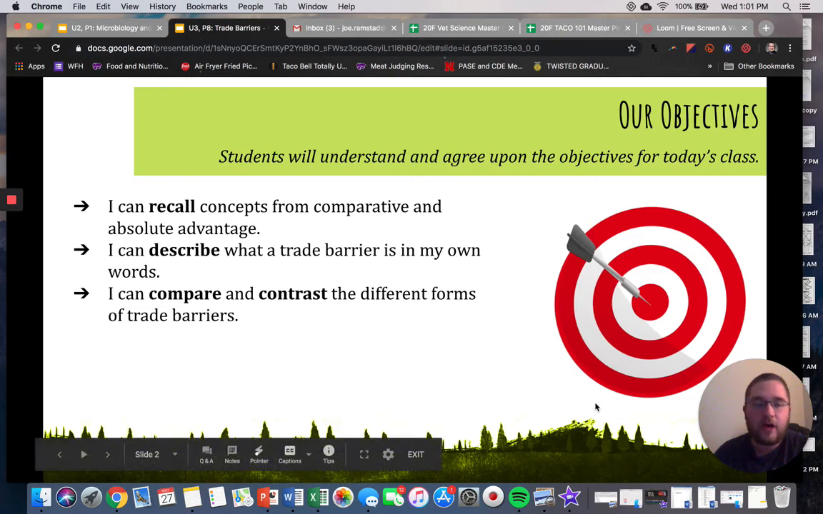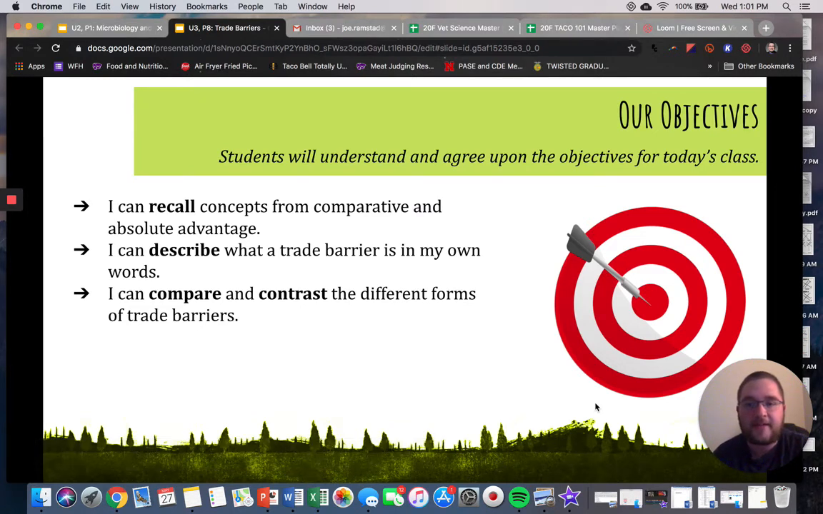All right, so as always, we'll start with our learning target. So first, we'll be able to recall concepts from comparative and absolute advantage that we touched on yesterday. Then we'll describe what a trade barrier is in our own words. And finally, we'll be able to compare and contrast the different forms of trade barriers that exist.